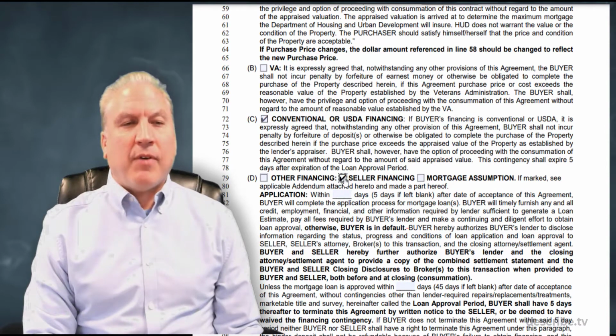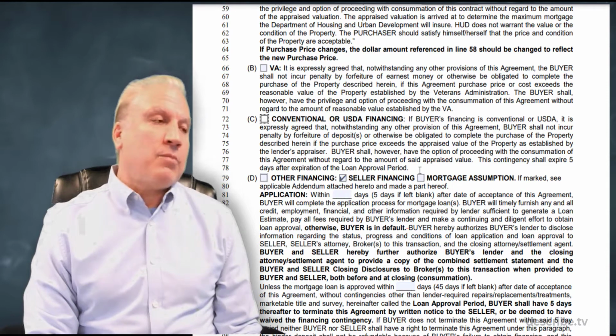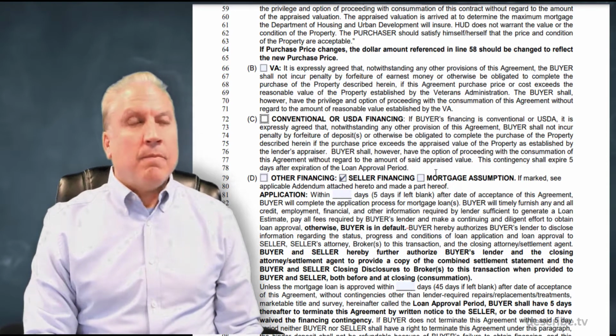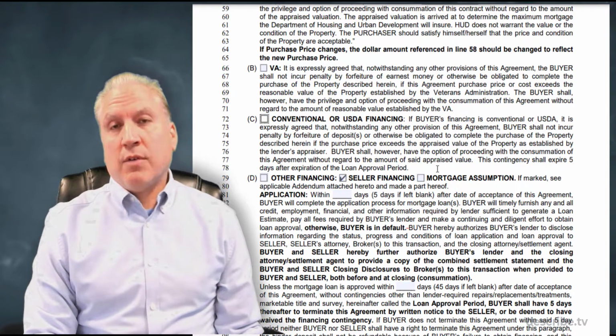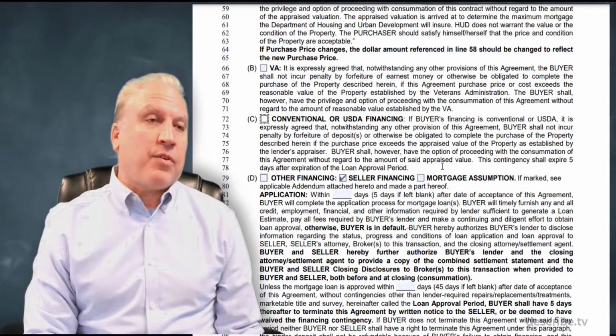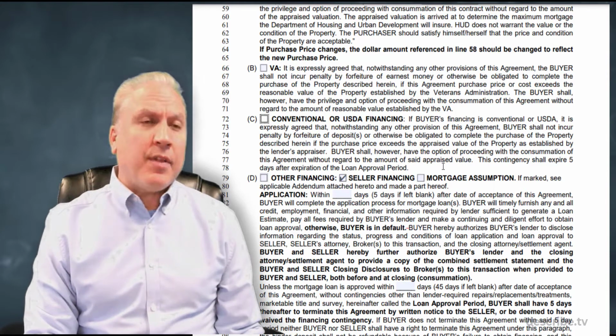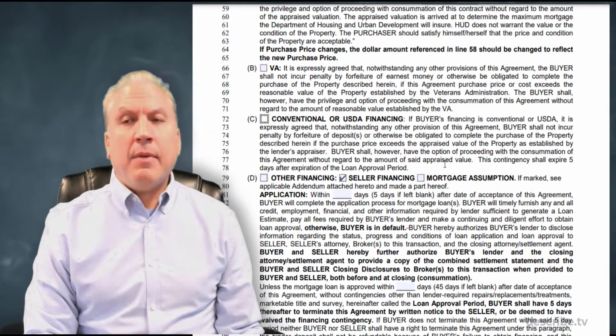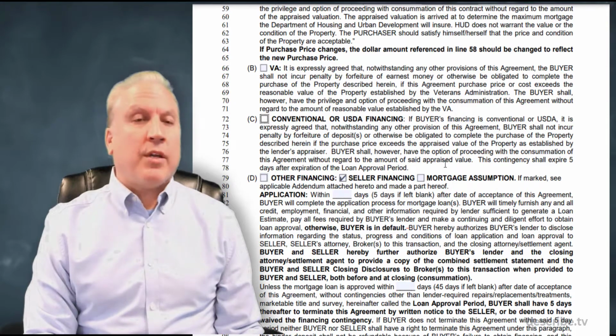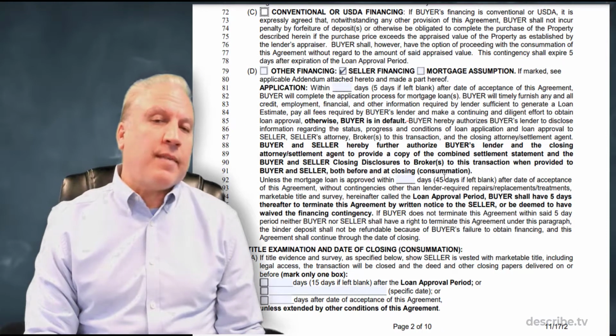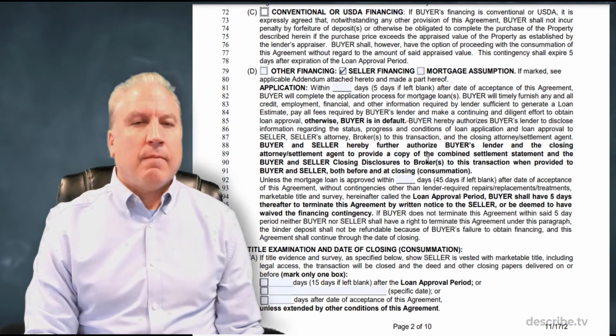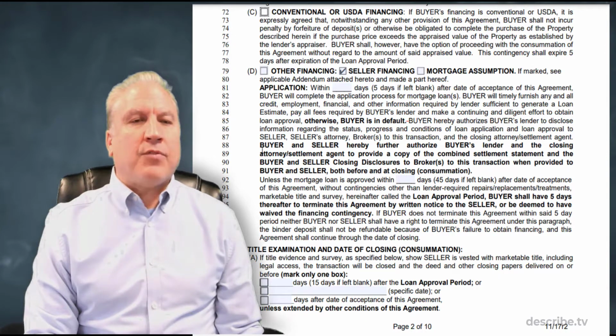Sometimes there might be seller financing. That's not as common anymore, but there used to be, and sometimes still is, examples where the seller is willing to give you a loan. So if the house is $500,000, you pay $100,000 as a down payment, and the seller will hold a mortgage for $400,000. You pay them back. Not as common, but some sellers still like that because it's like an investment. And it gives authorizations for the lender to get settlement statements.